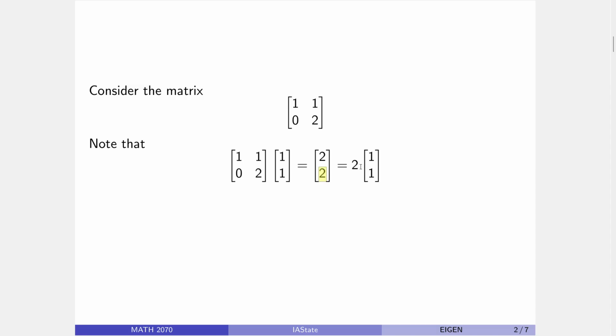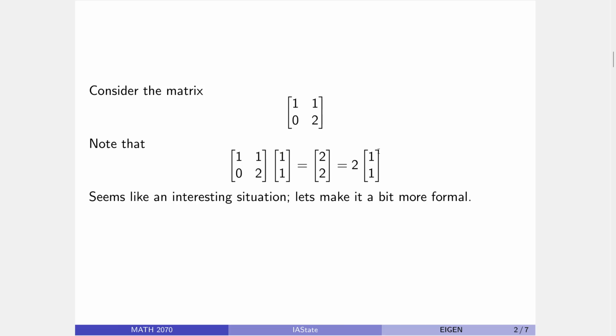And conveniently, we see something. Conveniently, pull that 2 out. The vector we multiplied the matrix by, I got back essentially the same vector. It's just being scaled by a constant. So in other words, my matrix multiplication turned into scaling of my vector. So in the eyes of this matrix, this vector is essentially the same under its action. Seems like an interesting situation.